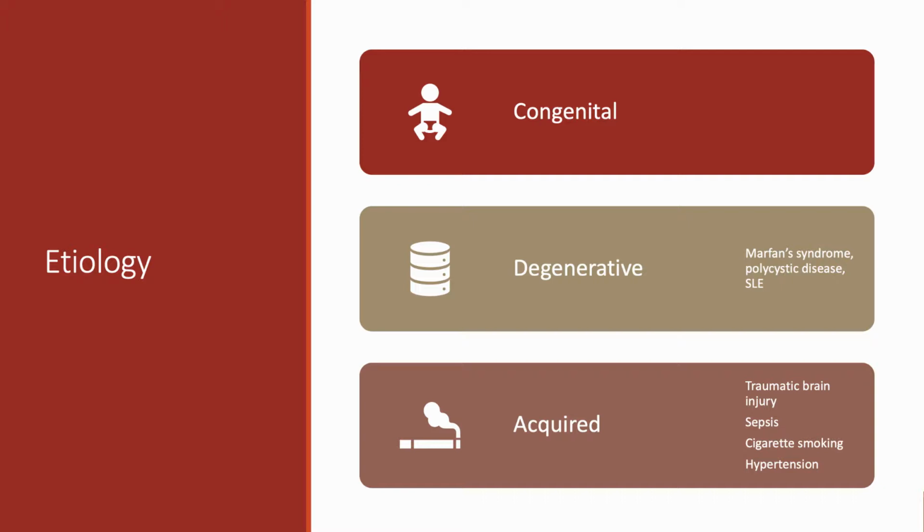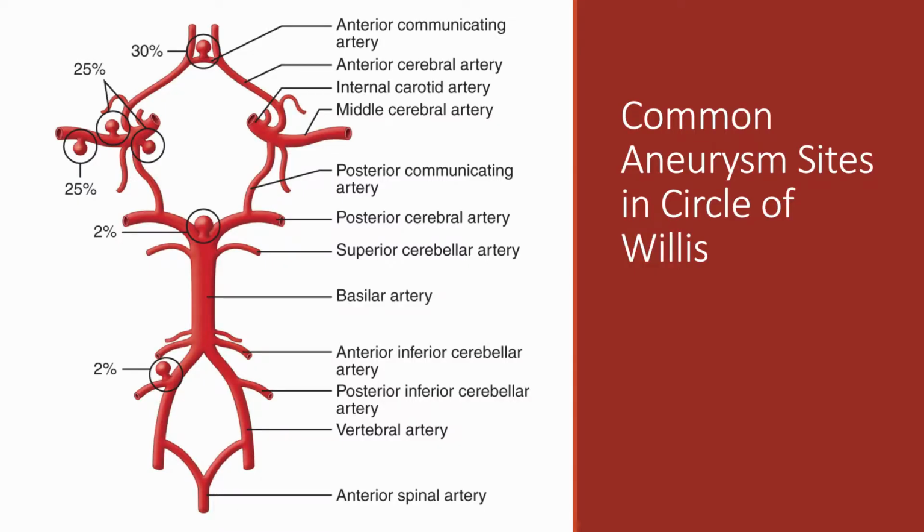There's also degenerative etiologies for this in patients who have connective tissue diseases like Marfan syndrome or lupus. And then there's also acquired, for which cigarette smoking is the biggest risk, but also hypertension, history of sepsis, and traumatic brain injury as well. Now, we talked about the circulation of the brain. Notice that aneurysms tend to form here where there's a bifurcation or trifurcation of vessels. And so these are the common sites that we see them.